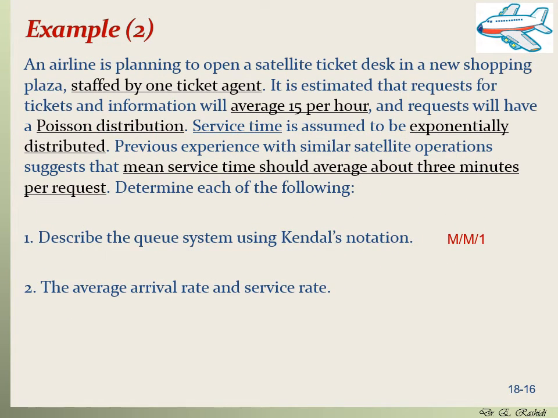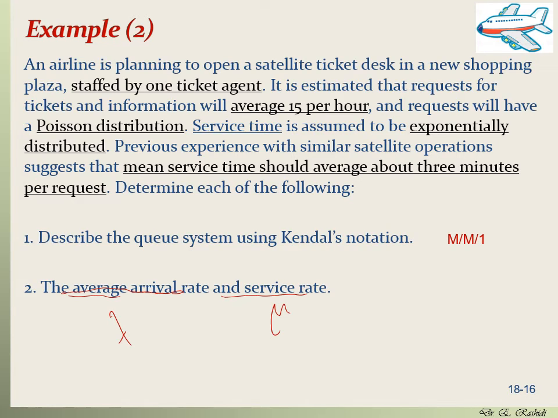Let's see the second part of the question, the average arrival rate and service rate. So find or compute lambda, the average arrival rate, and service rate, which are lambda and mu. So please pause here, think about this question, and try to find lambda and mu. All right, so let's see the solution here.